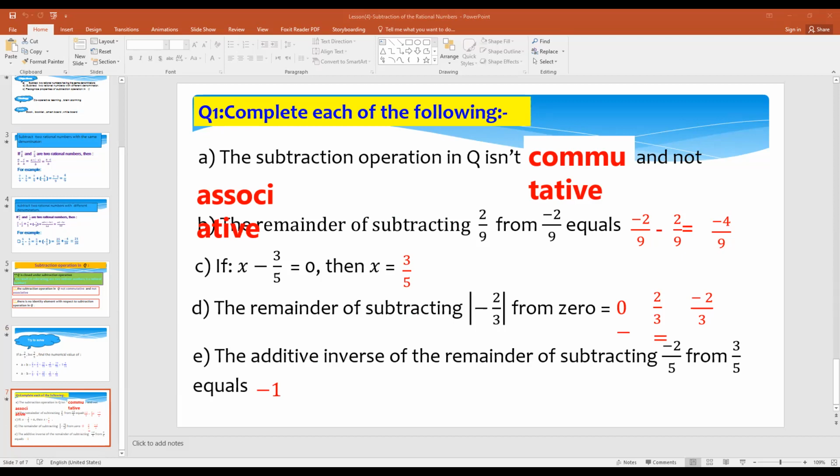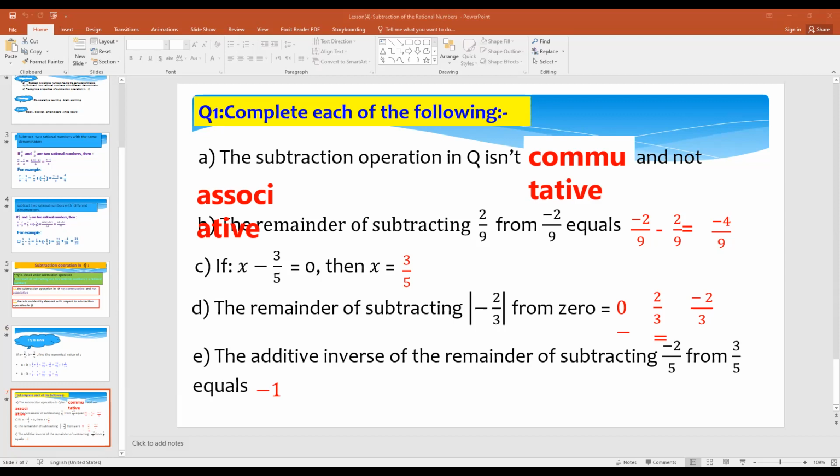For example, if I have 2 times 5, the two numbers are positive, then the result will be positive. Multiply 2 by 5, it will be 10. Multiplying two negative numbers, they have the same sign, then the result will always be positive. Multiplying -2 by -5 equals 10. Negative by negative equals positive.